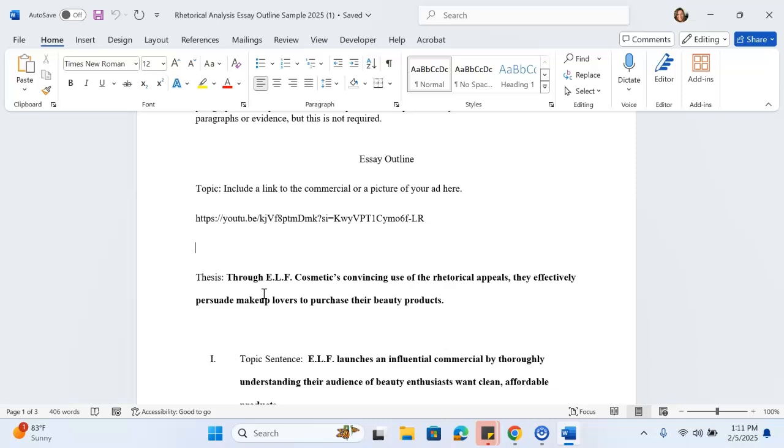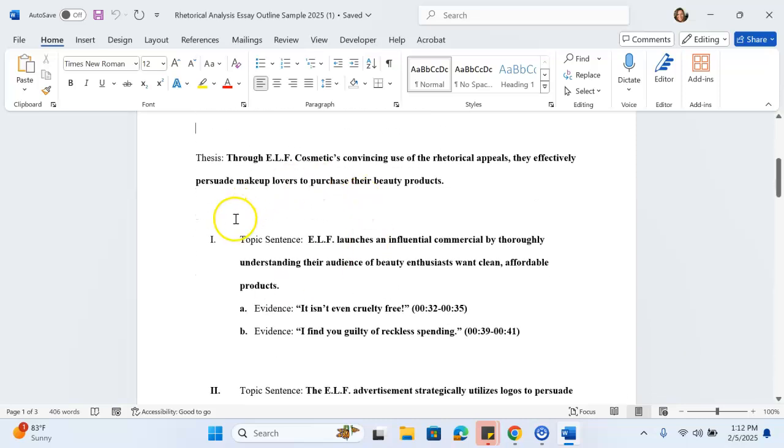This is ultimately doing what I've asked, which is taking a position that the ad is effectively persuading the audience. It identifies who the audience is, which is makeup lovers, and it tells me how, through the convincing use of the rhetorical appeals. So it has all the required parts. It doesn't use a list. It is a really nice thesis for the most part.